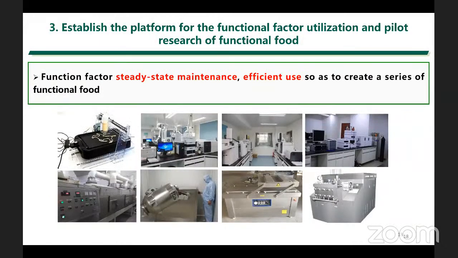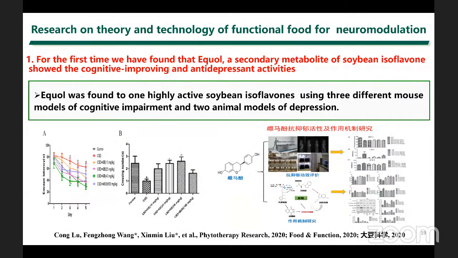Then we established the platform for the functional factor utilization and plot research for its steady state, mice UC-fed use to create a series of functional foods. In the research on the theory and technology of functional food, firstly, we have described one highly active ingredient as a flower.